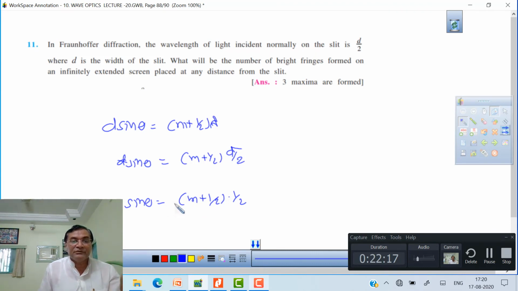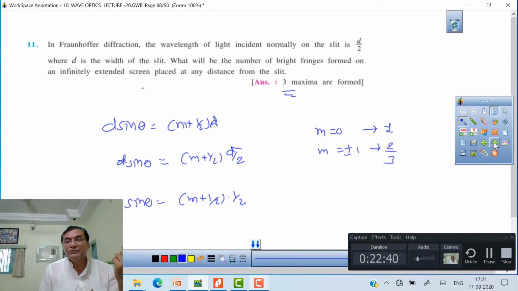Yes, I can put 1. It is possible. I put m is equal to 1. 1 plus half is 3 by 2, so it is 0.75. For m is equal to 2, it is not possible. So for m is equal to 0, we have 1, and for m is equal to plus or minus 1, we have 2, so total becomes 3. So 3 maxima are possible. Okay.